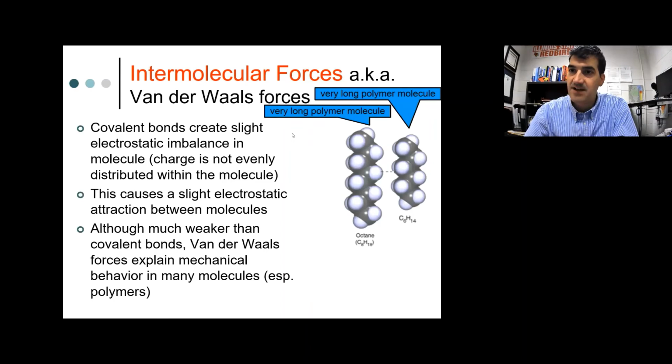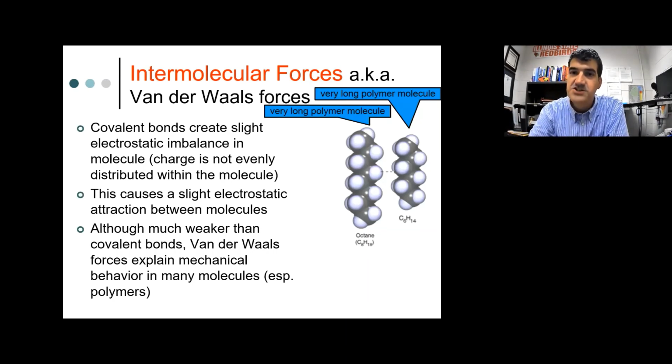Oftentimes these are created when you have molecules that are not perfectly sharing the charges between them, right? So we talked about covalent bonds, and we talked about how atoms share the electrons between them. Well, in actuality, here's a good analogy. Oftentimes the way atoms share electrons is kind of like the way my kids share toys, which is to say, not very evenly. Sometimes it's more even than others.